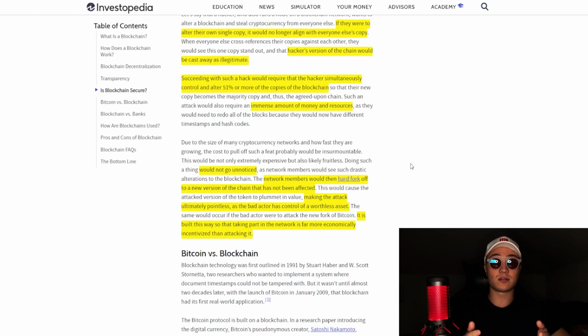Now, the same would happen if the bad actor were to attack a new fork of Bitcoin. They would just fork off once again and nothing would happen. So it's built this way so that taking part in the network is far more economically incentivized than attacking it itself. So I think this is a good start into the blockchain.